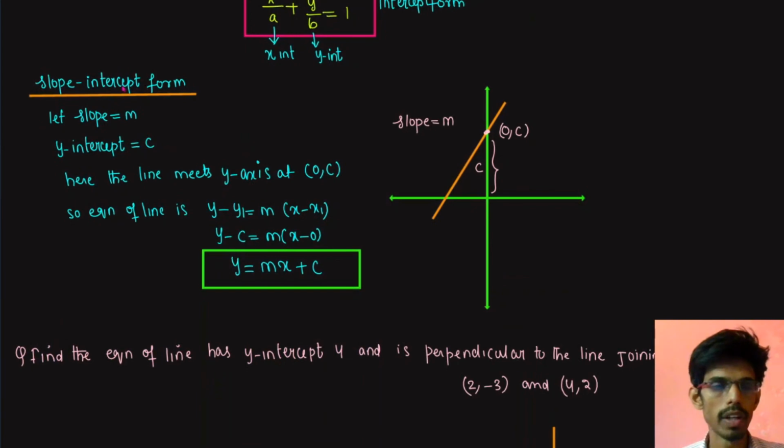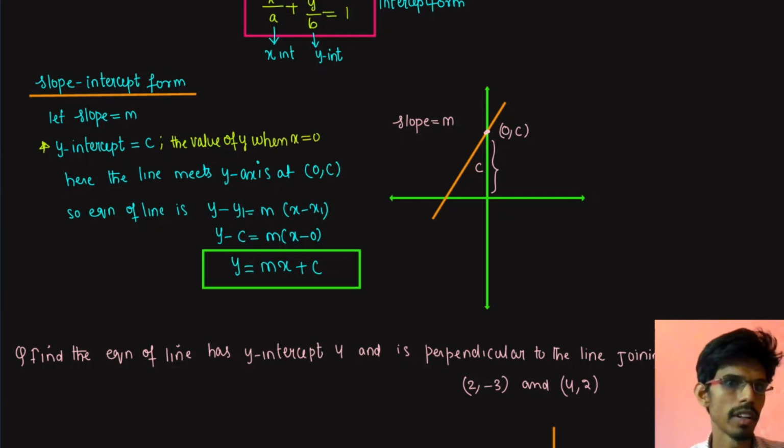Right. Now let us move to the next equation in another form, that is the slope intercept form. Let the slope be m and the y-intercept be c. Here we are taking slope and y-intercept. The y-intercept is nothing but the value of y when x is 0. The meaning of y-intercept is the value of y when x is 0.